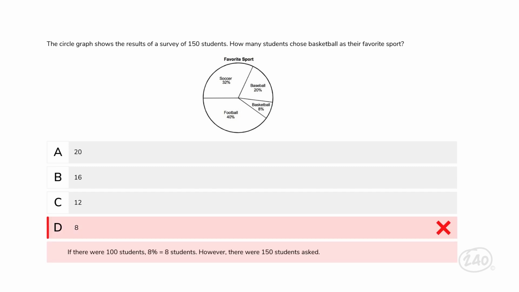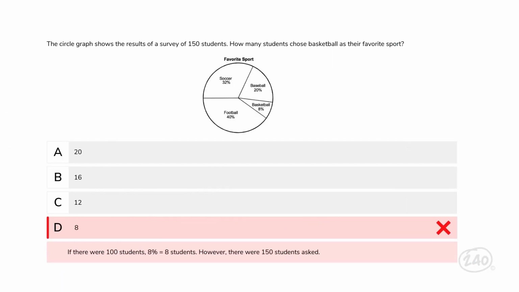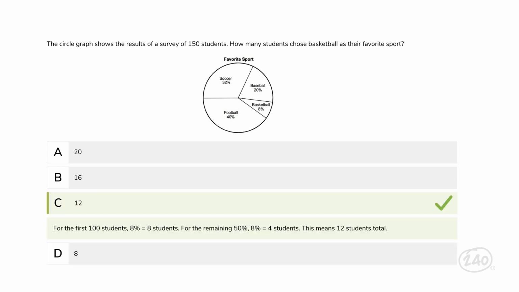Aw, rats, that seemed too easy. Let's take a step back and try again. Since 150 students were asked, the percentage doesn't equal the number of students. Instead, we need to multiply the percentage by the total, so 8% times 150. For the first 100 students, 8% equals 8 students. For the remaining 50, 8% equals 4 students. This means 12 students total.